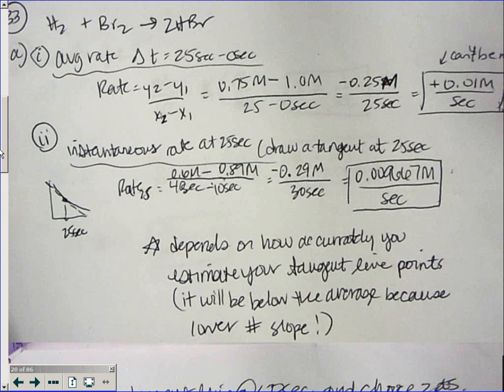I usually draw my tangent really as short as I can get it, and then try to line it up with the time. So I lined mine up with 40 and 10, so that it was kind of splitting the 25. So I think that's a more effective way to do it. Megan?